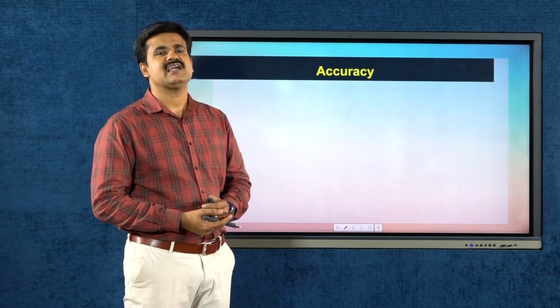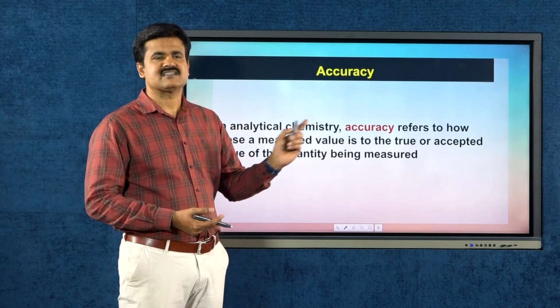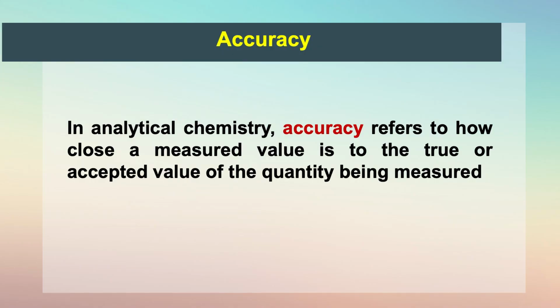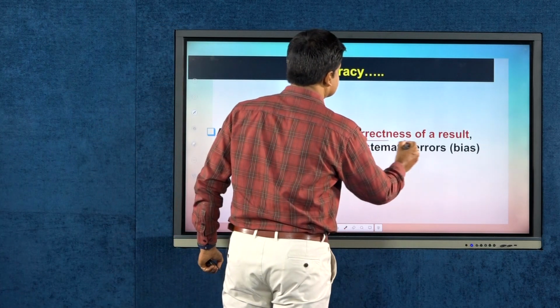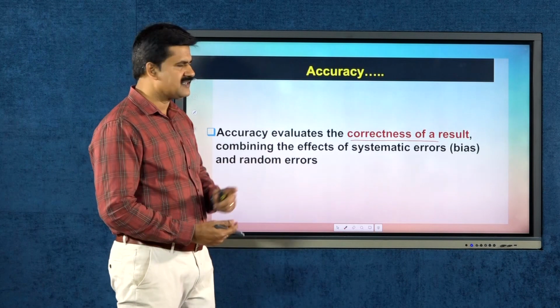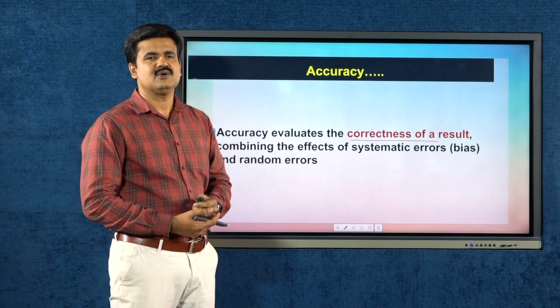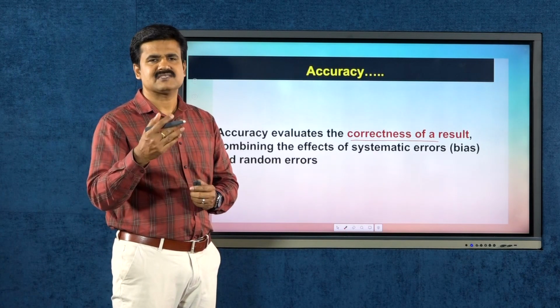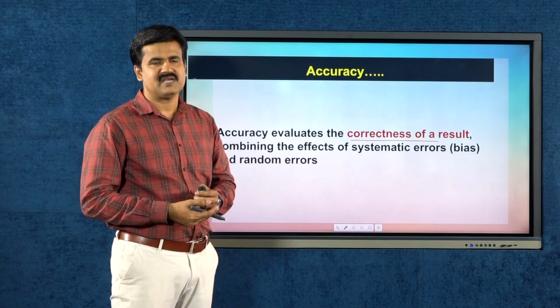Now, we are considering accuracy. You know about accuracy. Even though that is the situation, we can just revise the concept of accuracy. In analytical chemistry, accuracy refers to how close the measured value is to the true or accepted value of the quantity being measured. Accuracy evaluates the correctness of a result, combining the effects of systematic errors or bias and random errors. So, accuracy is the outcome of minimal systematic error and random error.